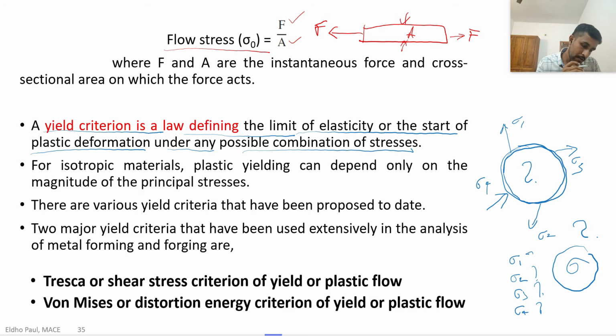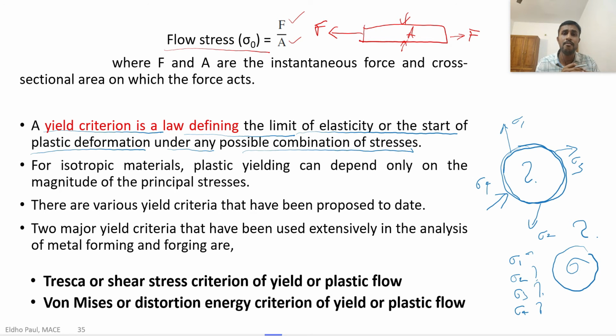So for an isotropic material, plastic yielding can depend only on the magnitude of the principal stresses. I will explain what that is. Various yield criteria have been proposed. You may study the different theories of failure in the mechanics of solids class.